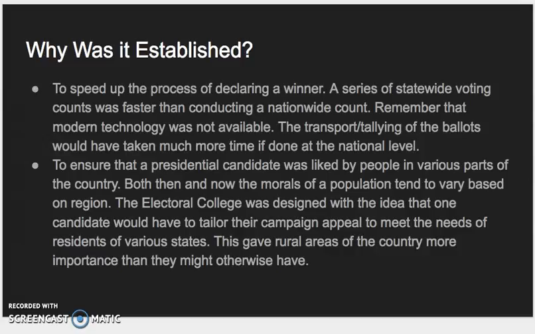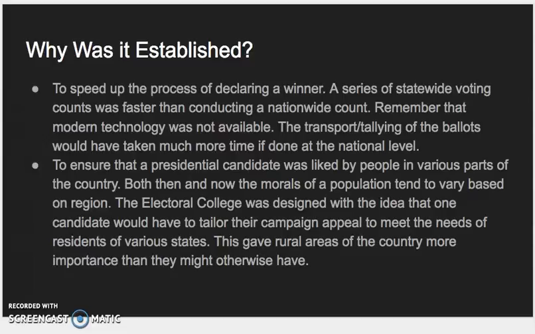So why was this process established? Well, one of the reasons was to speed up the process of deciding a winner. So remember, in the 1780s, when they're at the Constitutional Convention, they don't have any computers or email or video or any of the technology that we have today. So conducting an election was a much grander task.